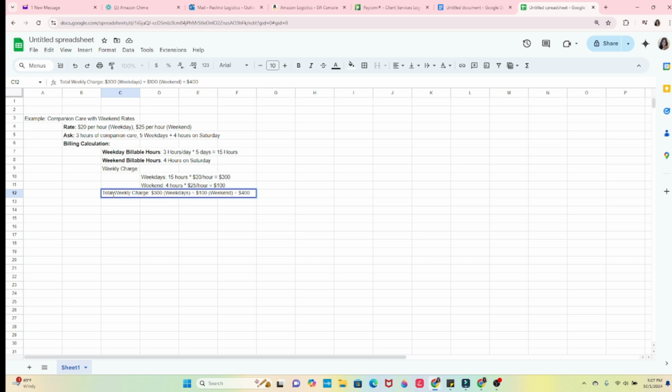So remember when we talked about invoicing last week, you're either going to present them with a weekly invoice of $400. And remember we had a little note section. You could even put this. This is a wonderful line to put in your invoice: Total weekly charge, $300 for the weekday, $100 for the weekend. Now, if you have a client that you're billing monthly, the monthly charge is simply the $400 that we just said times 4, because there are 4 weeks in a month typically. So then that rate is now $1,600.